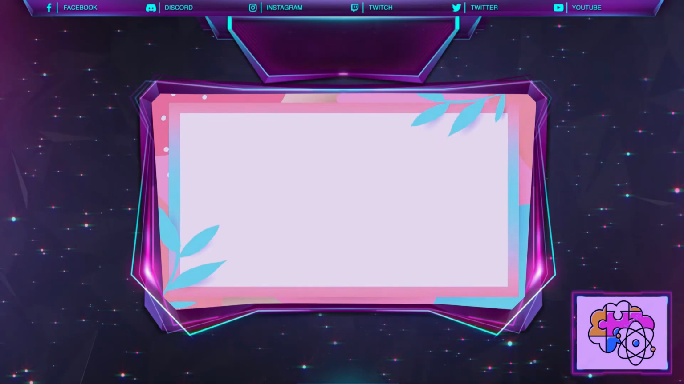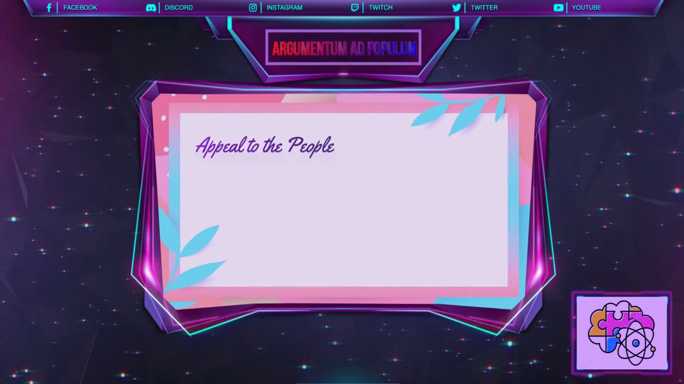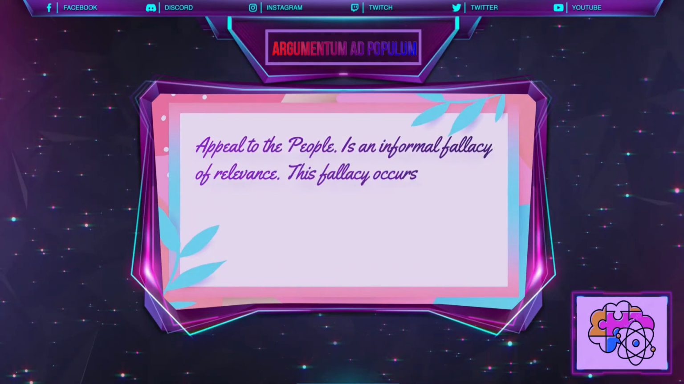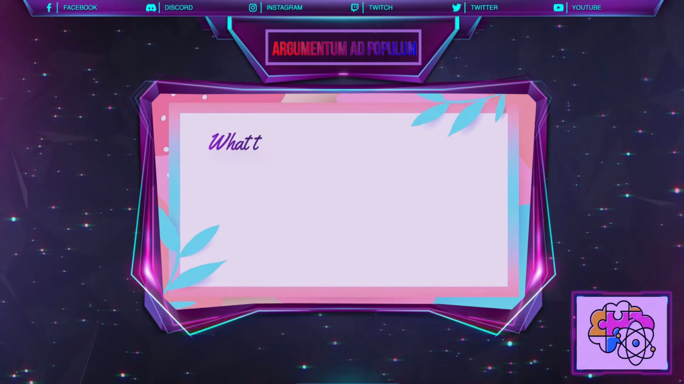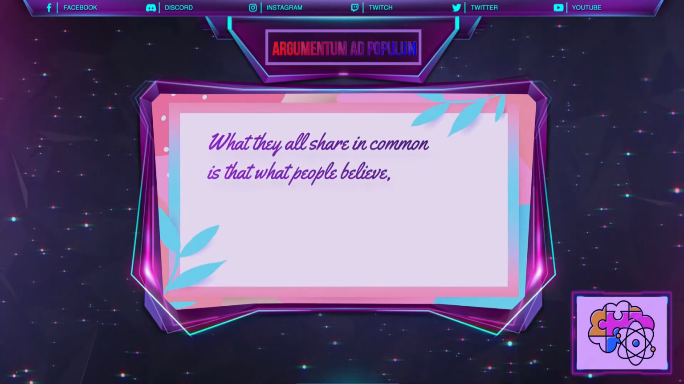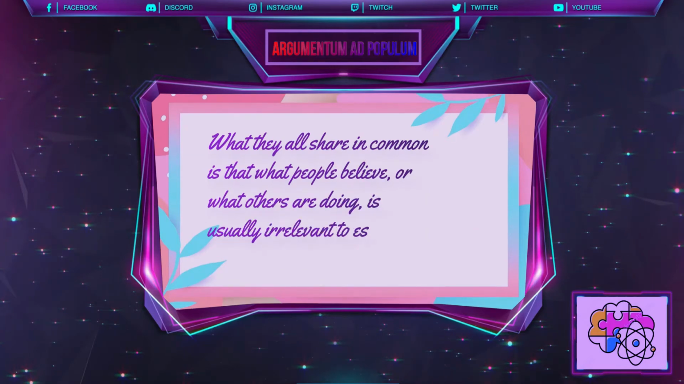The next type is Argumentum ad Populum, or argument to the people, an informal fallacy of relevance. This fallacy occurs when someone makes an appeal to fear or desire as support for their conclusion. What they all share in common is that what people believe or what others are doing is usually irrelevant to establishing the truth of a conclusion. Here is the example of Argumentum ad Populum.